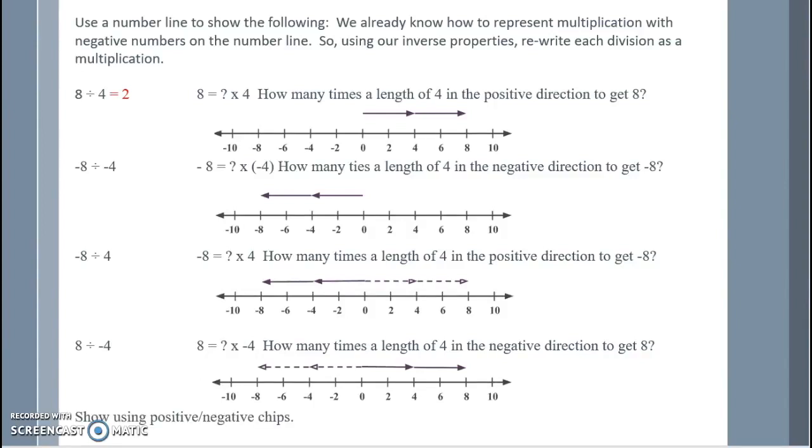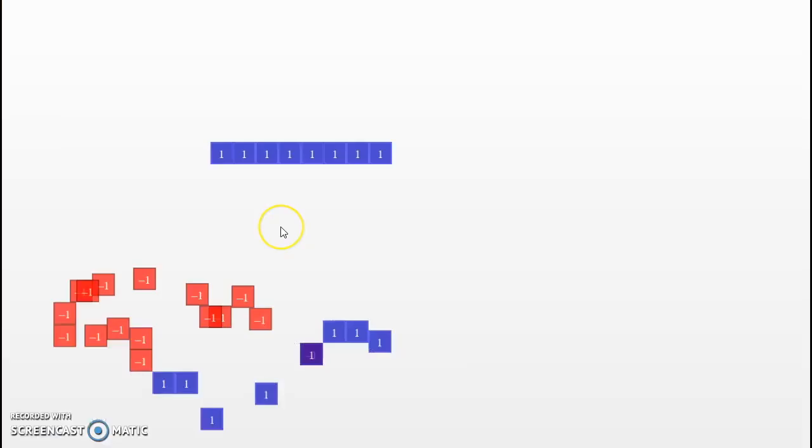Show using positive and negative chips. All right, we're starting with 8 divided by 4. So we want to know how many groups of 4 that we can make. So how many groups of positive 4 can we make? Well, we can make 2 groups. Let's do then, the same is true if we have negative 8 divided by negative 4. How many groups can we make of negative 4? Well, we can make 2 groups.